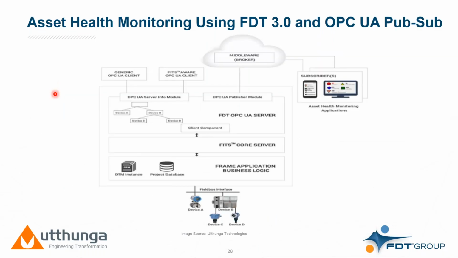So the benefits of combining OPC UA Pub/Sub with FDT 3.0, based on our research, we have listed down. One is that asset health monitoring, which is a subscriber in this case, can retrieve the required information model from the cloud platform without any knowledge of the publisher, which could be an FDT server publishing the data, or any proprietary software which just publishes the device health status. For the subscriber, it doesn't matter.